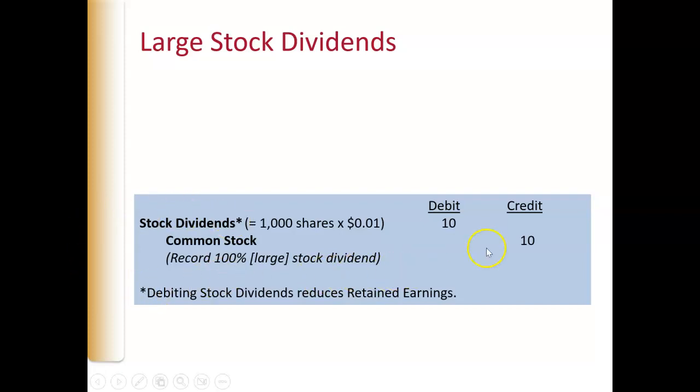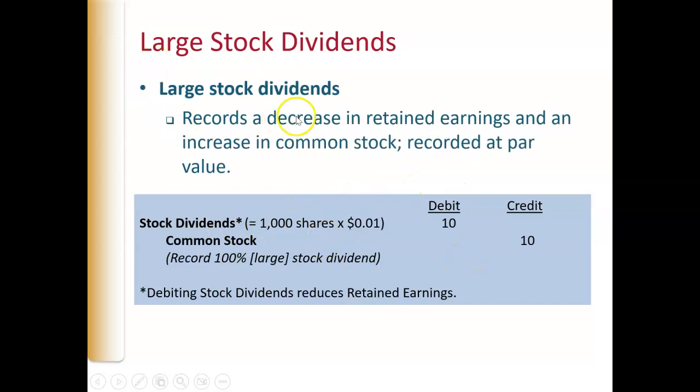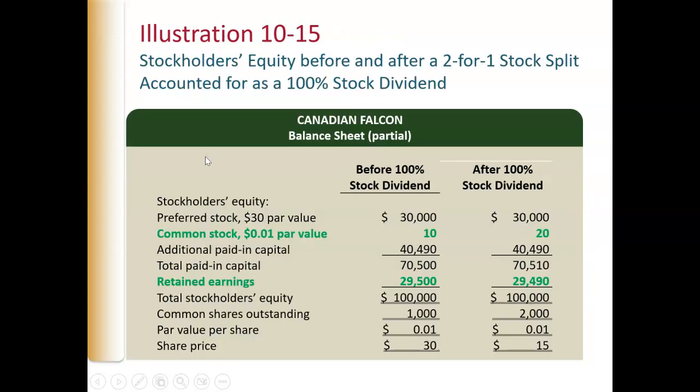And they increase our common stock. So any type of dividend reduces retained earnings and increases our stock section of the statement of stockholders' equity. So if we show a stock dividend, we'll debit our stock dividends and we credit our common stock. Large stock dividends record a decrease in retained earnings and an increase in common stock recorded at par value.